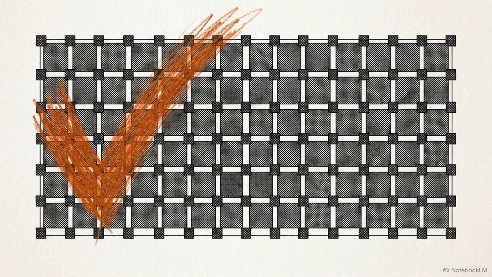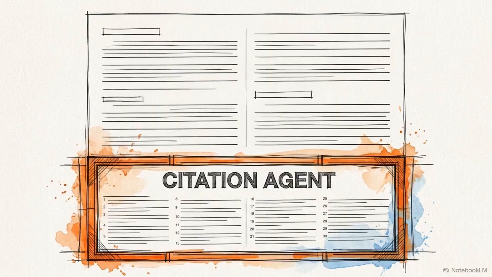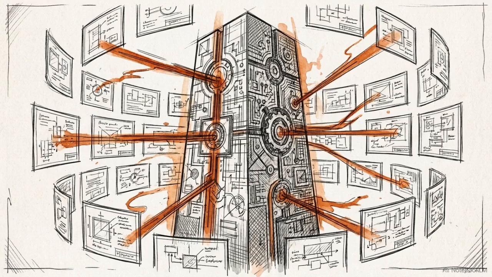Finally, in step 5, the system achieves sufficient coverage, exits the loop, and passes the raw findings to a specialized citation agent to ensure accurate attribution before delivering the final report. This sequence transforms a large language model from a passive text generator into a rigorous, stateful research engine.